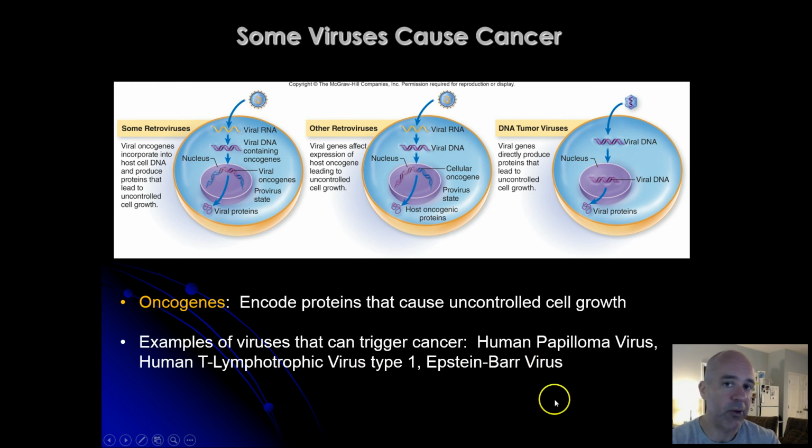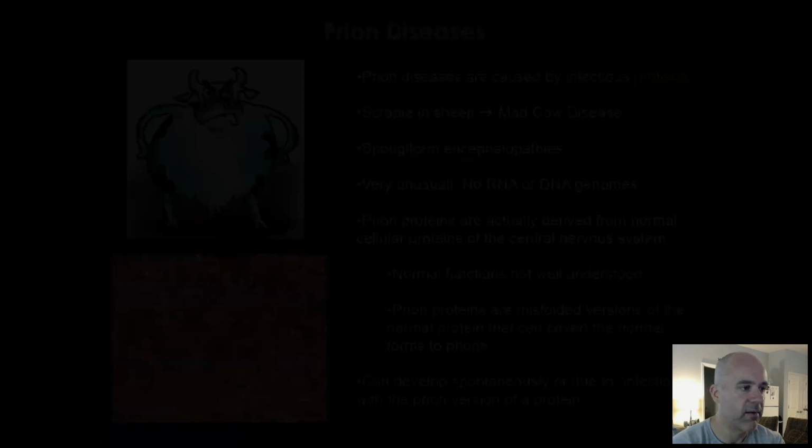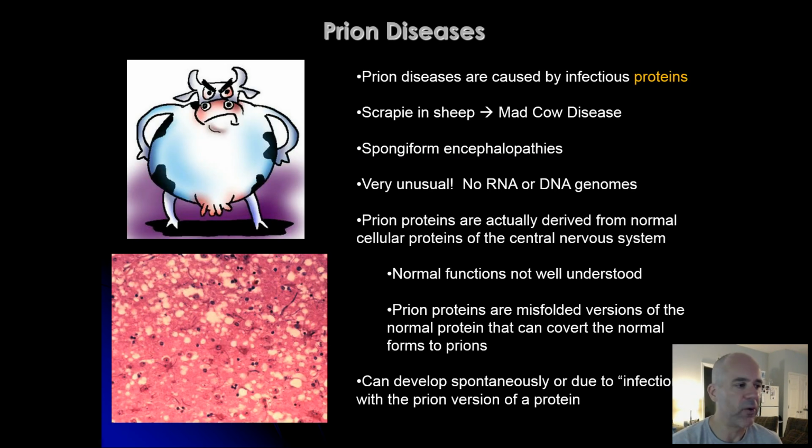Epstein-Barr virus, that's your mononucleosis virus. But it can trigger a type of cancer called B-cell lymphoma. Now, that doesn't mean if you've had mono, you're going to get B-cell lymphoma, but you are at a little bit higher risk of developing that type of cancer later in life if you've ever been infected by Epstein-Barr virus. That's the virus that causes mononucleosis.